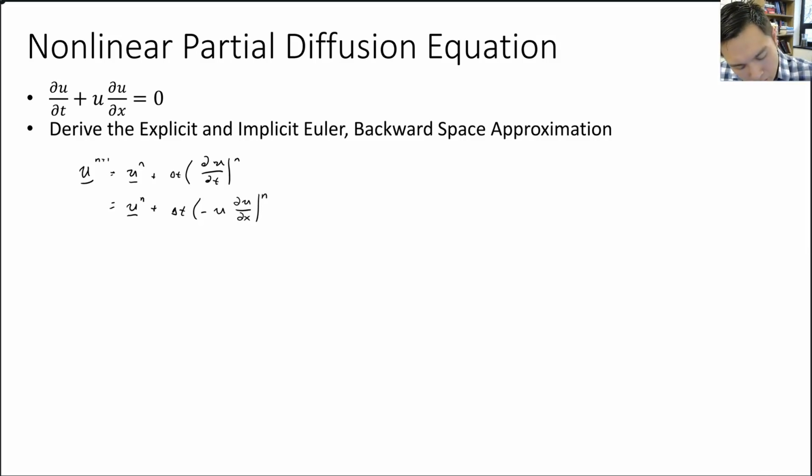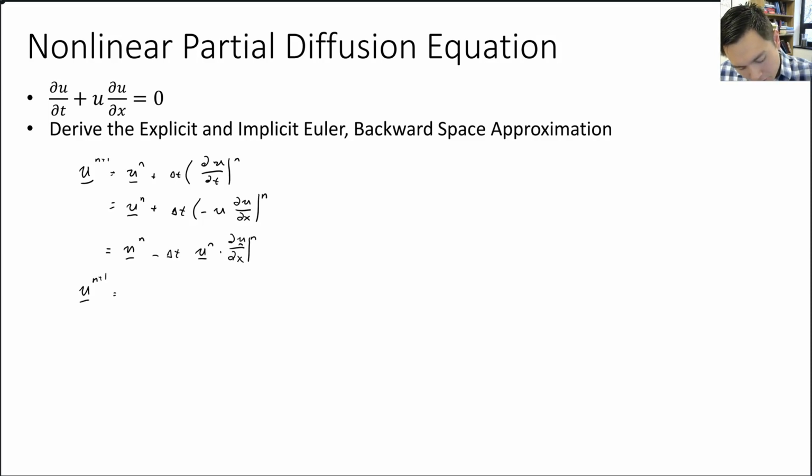Okay, so, well, what would this be? This would be u of n plus or minus delta t times u of n times du dx evaluated at time index n. And we could actually write this in matrix form.